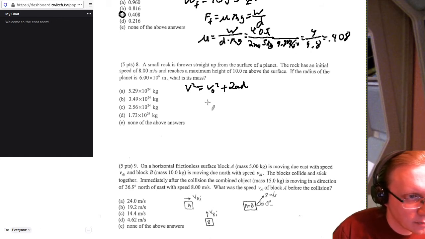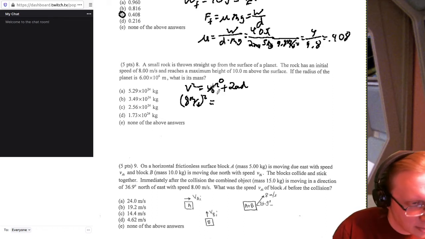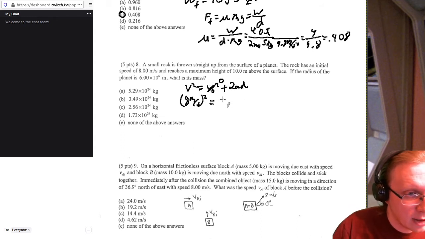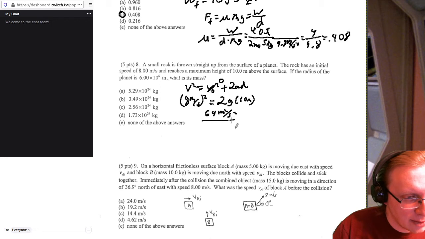So then we have 8 meters per second quantity squared. Make that equal to 0, because this is our initial height, our velocity at the top is equal to 0. At the same time that we have 2g times 10 meters here. So we end up with 64 meters squared per second squared divided by 20 meters. Meters cancels a meter here, and we end up with meters per second squared, which is an acceleration.